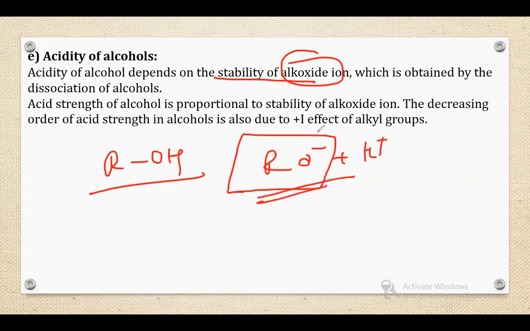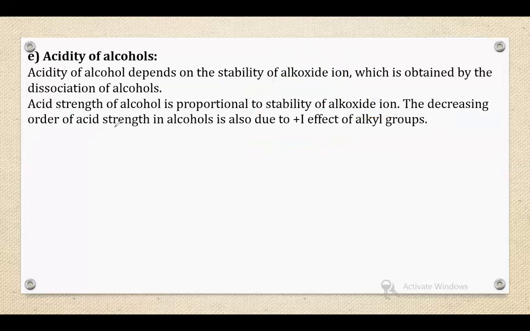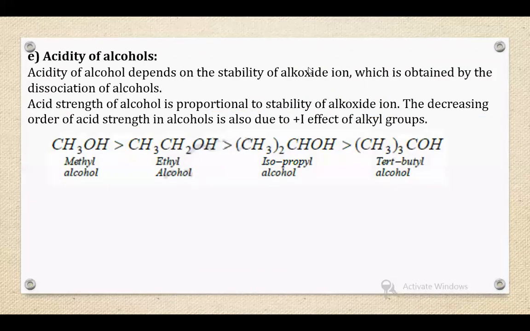The acid strength of an alcohol is proportional to the stability of the alkoxide ion. Here you need to understand these words: acid strength of alcohol is proportional to the stability of the alkoxide ion. The decreasing order of acid strength in alcohols is due to the plus I effect, that is, the decreasing order of the inductive effect.